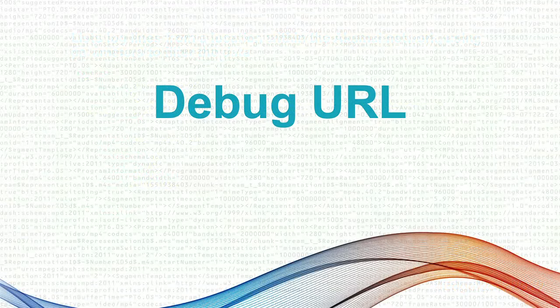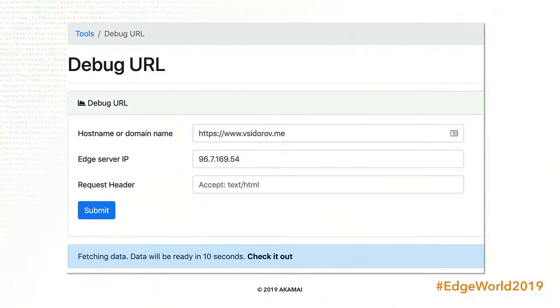So, the debug URL. I'm not going to get into great detail about it. About the API itself, it's pretty much the same as what we've covered before: a request, and a JSON response. I just wanted to show how you can see it on the GUI.